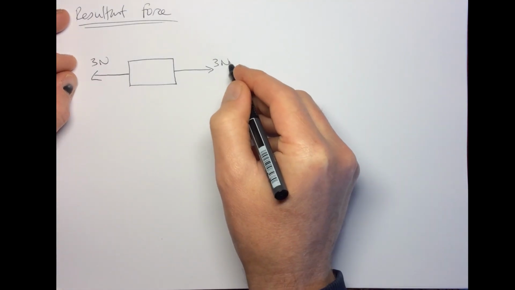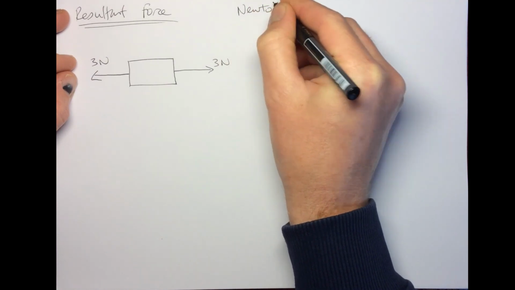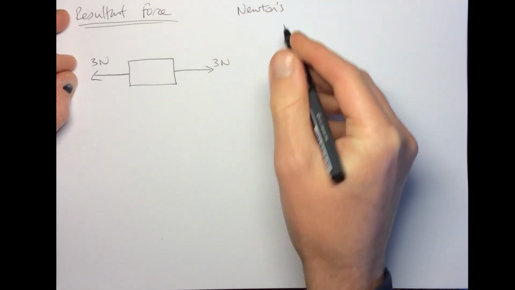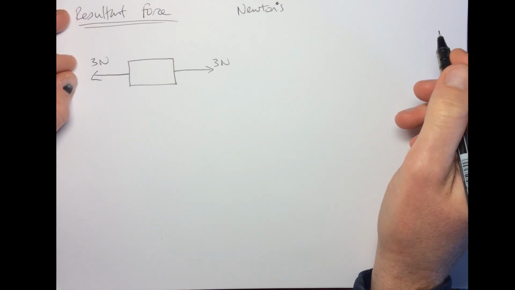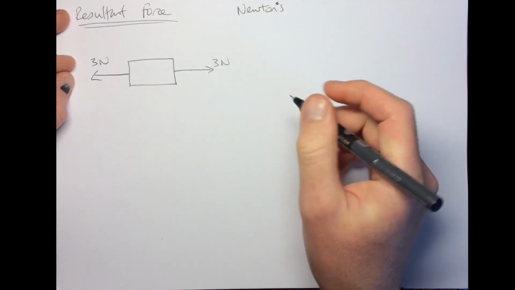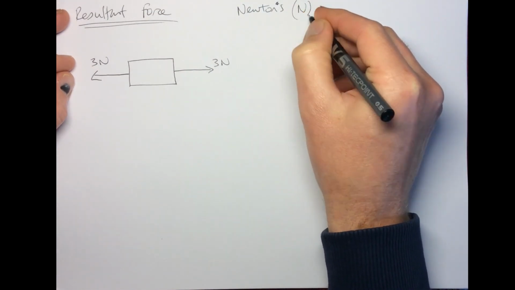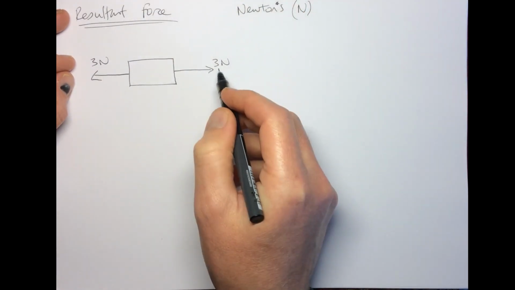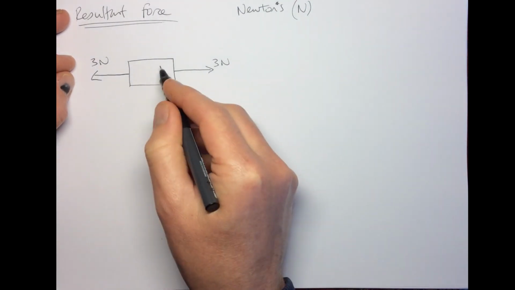Now, by the way, we measure forces in newtons. So the force is measured in newtons, and that's named after Sir Isaac Newton, who came up with Newton's laws. So forces are measured in newtons, and the symbol for that is capital N. So 3 newtons is the force to the left, 3 newtons is the force to the right on this box.